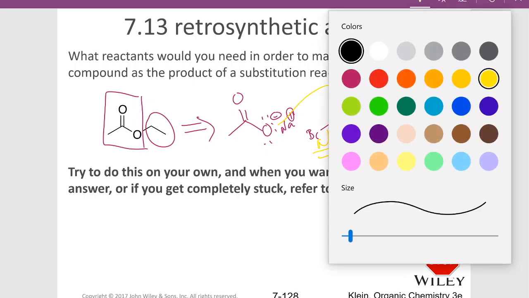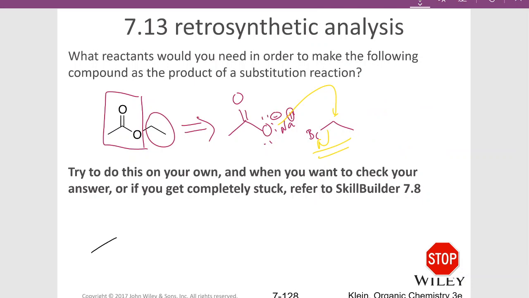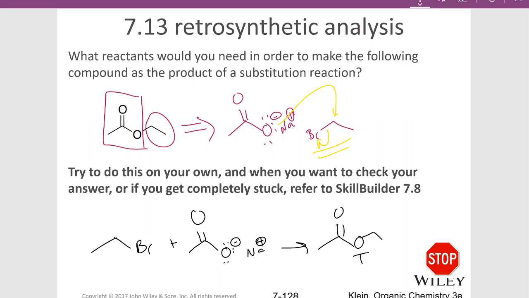So then if we want to draw this reaction going forward, we take our electrophile, which is the bromide, and we take our acetate, which is the nucleophile, and we draw the forward reaction to give us our product, which is also called the target molecule. So this was just a short introduction to synthesis, and we'll see a lot more of this in chapter 11. Thanks for watching. I'll see you in the next chapter.